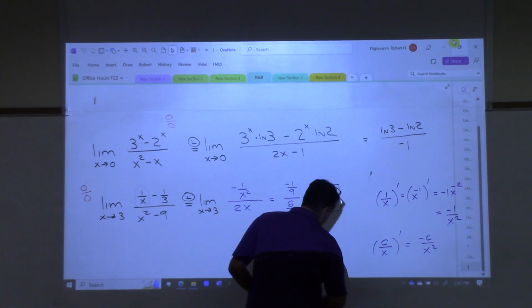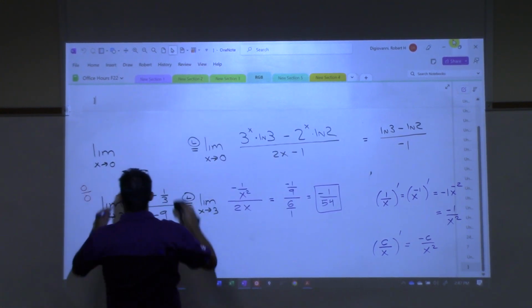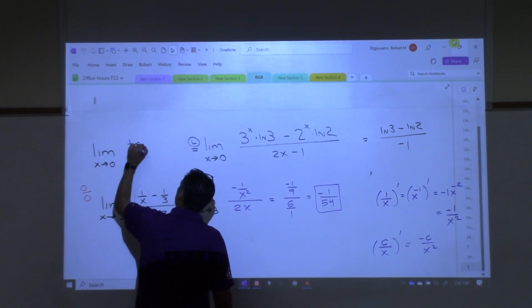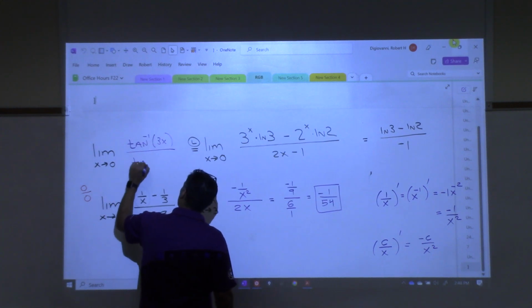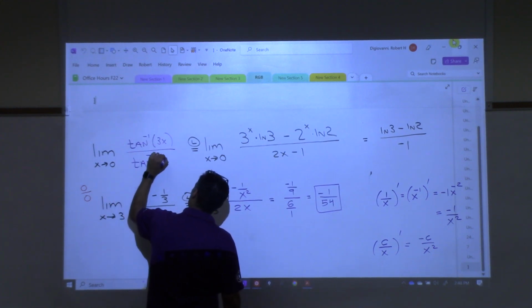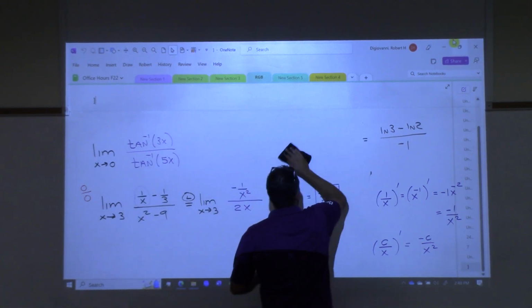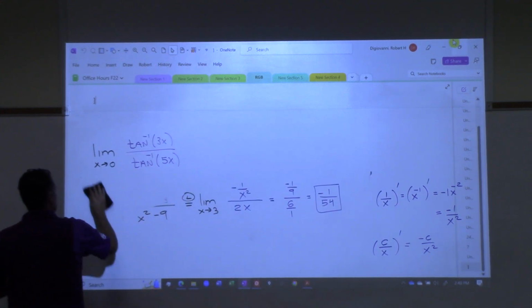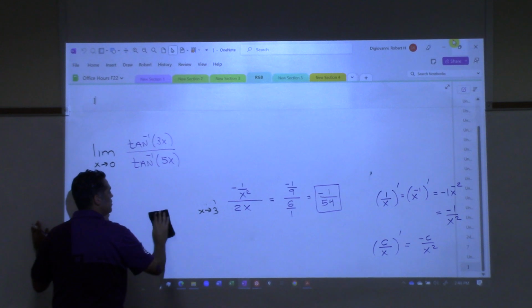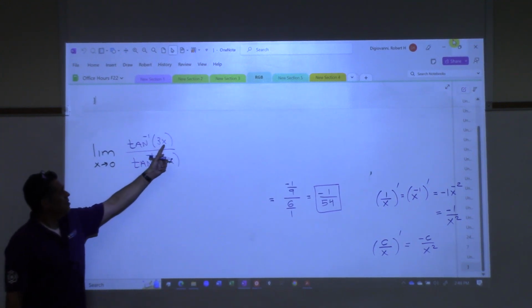Okay, limit here, x is going to go to 0 again. We're going to go inverse tangent of 3x over inverse tangent of 5x. So the part about this that I think is a little tricky is that you need to know what happens when you plug 0 into this. Right? So if you plug 0 in here, you get 0.